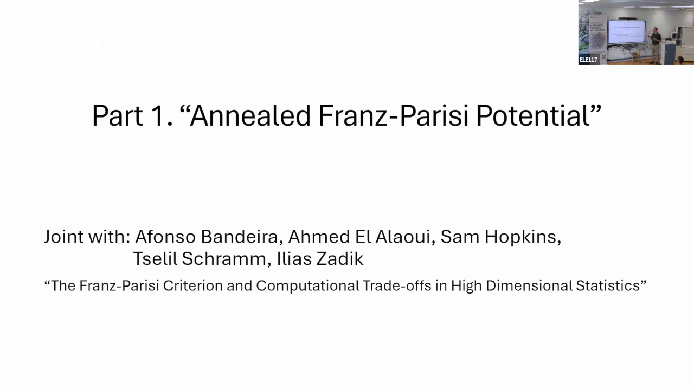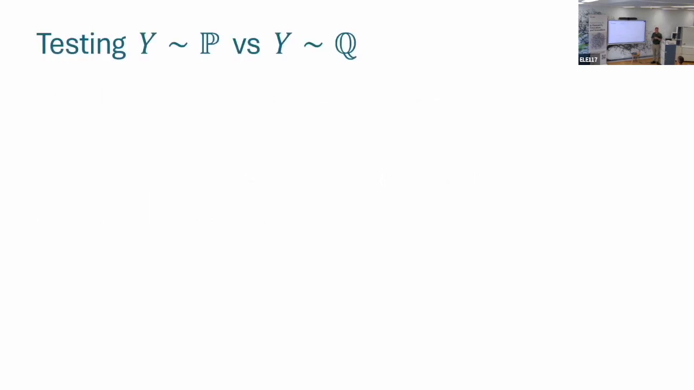Okay, so part one is about this Franz-Parisi potential, which I'll explain a bit later what this means. For this part of the talk, we'll be focusing on this testing question of, can you distinguish two cases? So if you take the planted clique example, imagine, can you tell the difference between the graph that has the planted clique versus the one that doesn't?